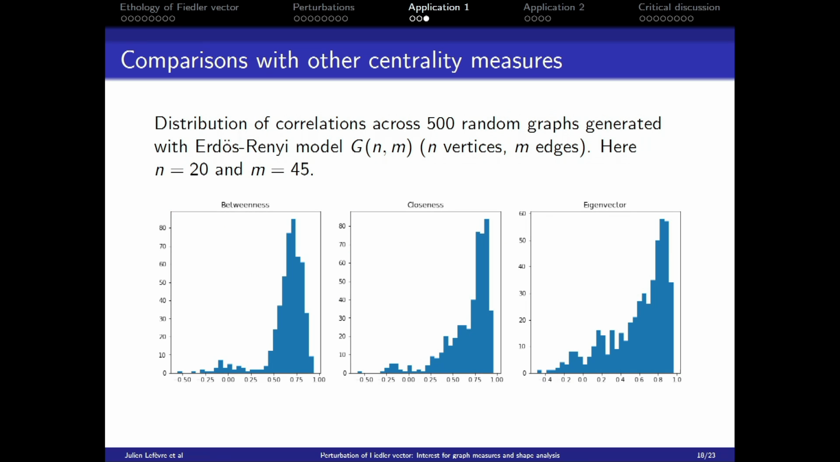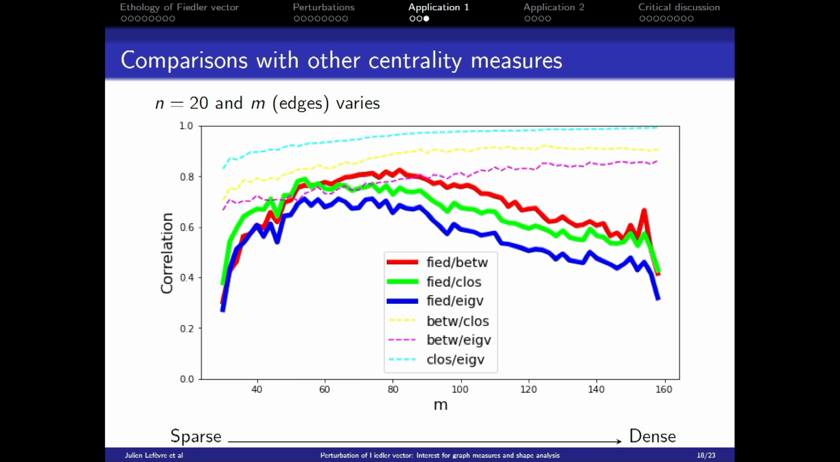But in general, when you simulate a lot of random graphs, in that case with the Erdős-Rényi model, with n vertices and m edges that are fixed, the correlations between the centrality metrics are relatively close to 1, but for some instances they can be decorrelated. It's also possible to vary the number of edges in the random graphs, going from sparse to dense graphs, and compute the correlations of the Fiedler metric, in bold, with all the other centrality metrics.